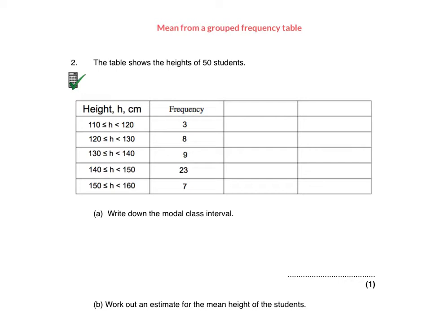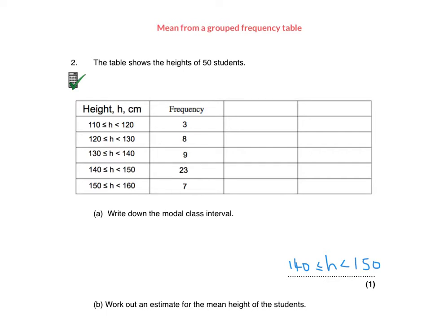The first question is: write down the modal class interval. Modal just means the mode, so in other words, which class interval appears the most? Well, this one here appeared 23 times, so the answer would be 140 up to 150, and you write it down exactly as it appears in the table. It's purely because the frequency is the higher number.